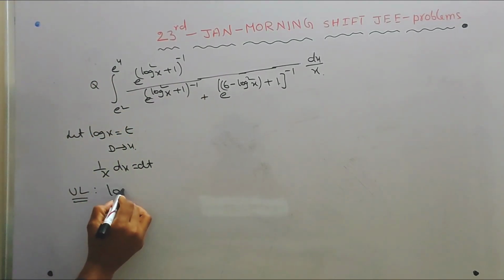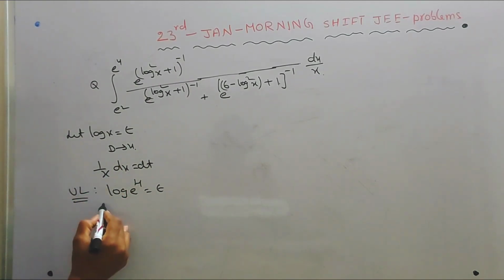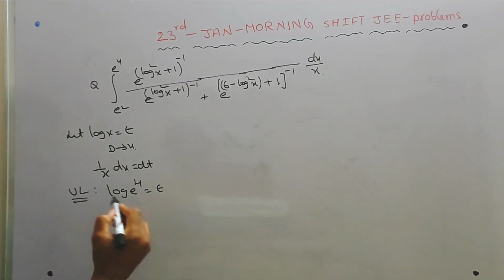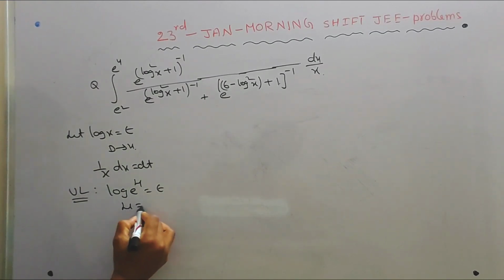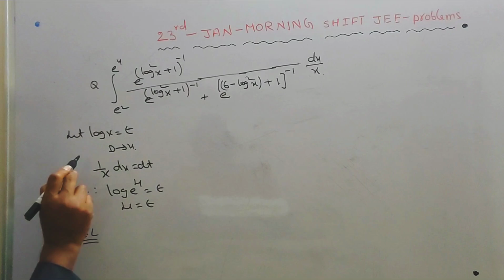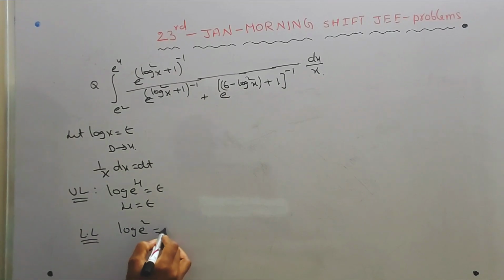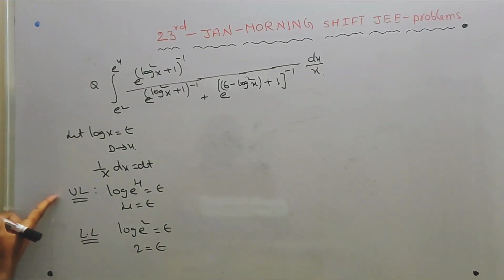That means log of e power 4 is equal to t. Then this 4 will come in front. Then 4 into log e value, which is 1. So 4 is equal to t. Similarly, change the lower limit also. Now in the place of x, take the lower limit e square, so that you will get log of e square is equal to t. So write the 2 in front, then 2 into log e value, already 1, then 2 is equal to t will come. Okay, so we got the upper limit and lower limit.